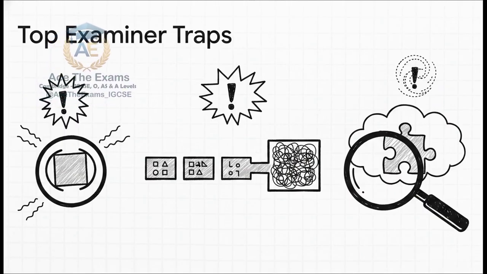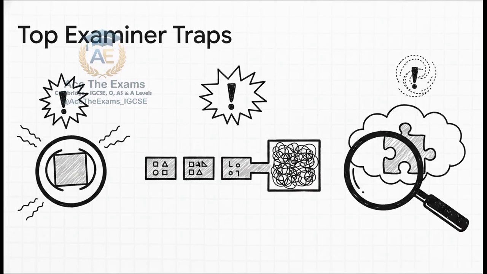Simulation 1. Locating the core variable. Trap number 1 is using the wrong approach for the specific context. You can't just blindly fire a generic formula. It has to fit the scenario in front of you.